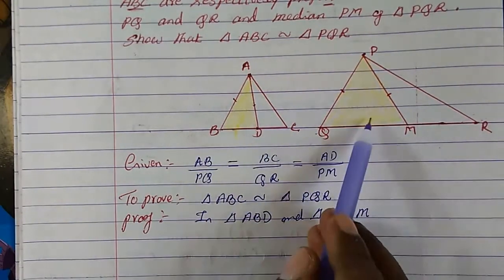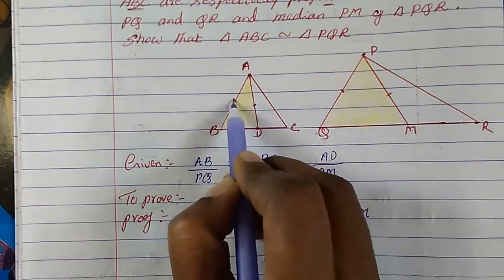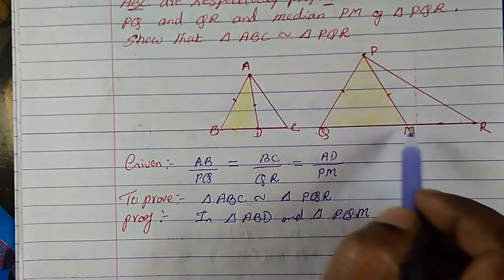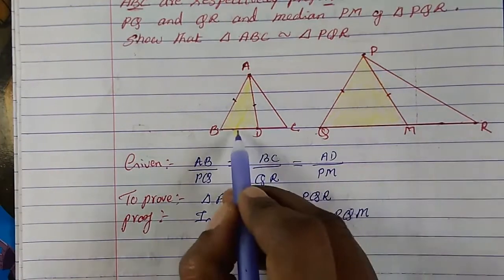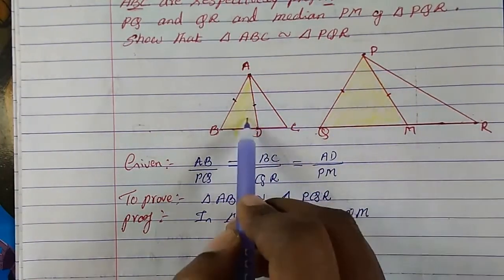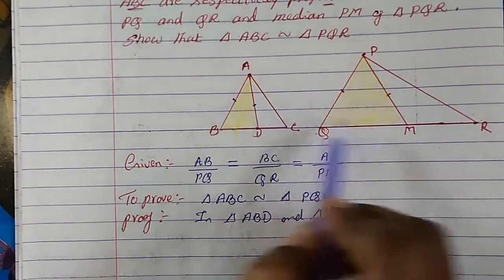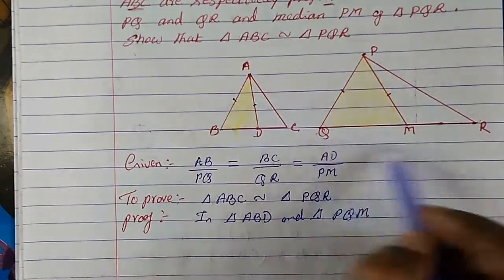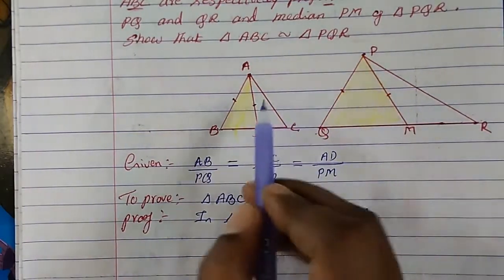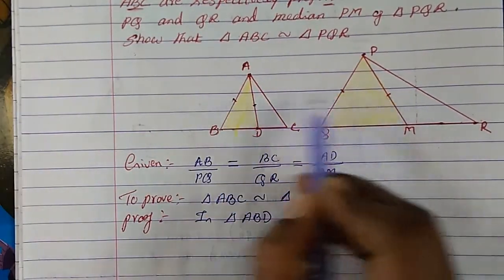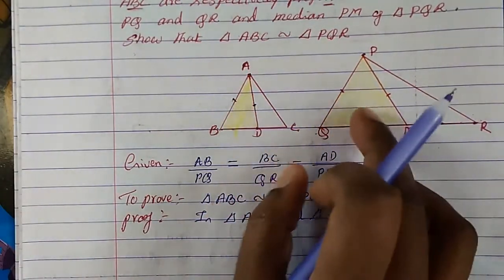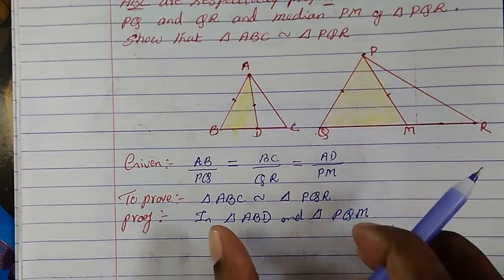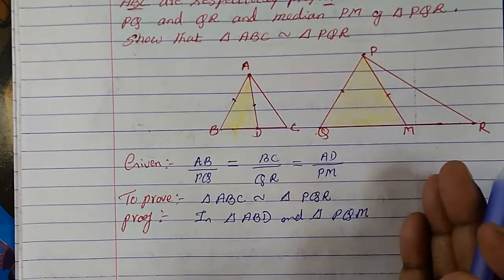Why are we taking these two triangles? Because these two sides are already given to us: AB upon PQ and AD upon PM. Already two sides we have. So if we get one more side, then we can prove that both are similar. Once we get both are similar, then we can prove that the full triangle is similar. That's why we take this triangle first, because what is given to us we make use of it and find the other one.